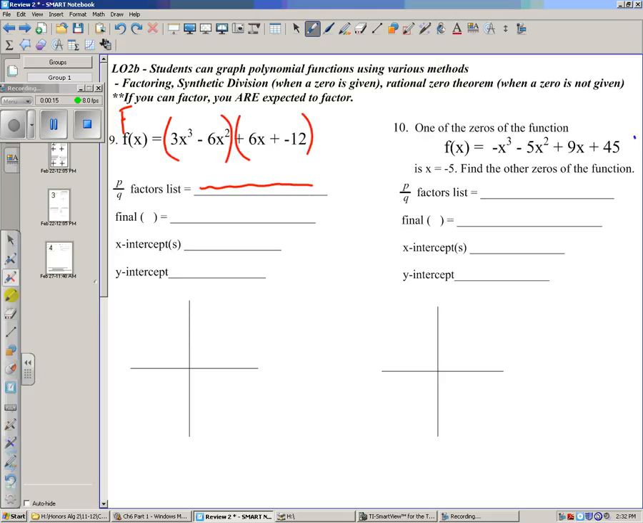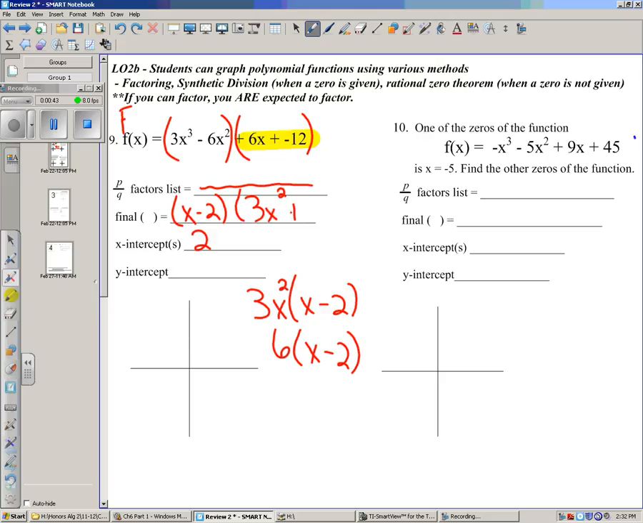In the first set of parentheses, I can take out a 3x. And when I do that, I'm left with x minus 2. So when I go to my second set of parentheses, I also need an x minus 2. And to do that, I'll have to take a 6 out. And backtrack, I took out a 3x squared. So when I look at my final parentheses, one of them is x minus 2, which will result in 2 as an x-intercept, and the other one is 3x squared plus 6. And this one will result in my i's.